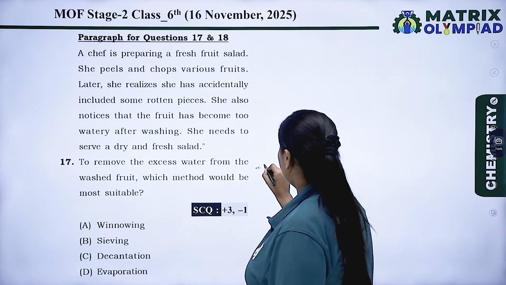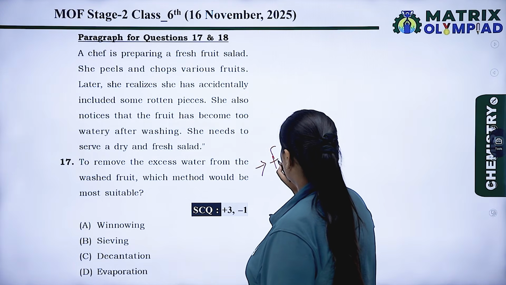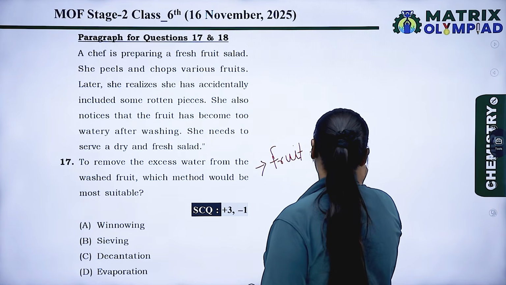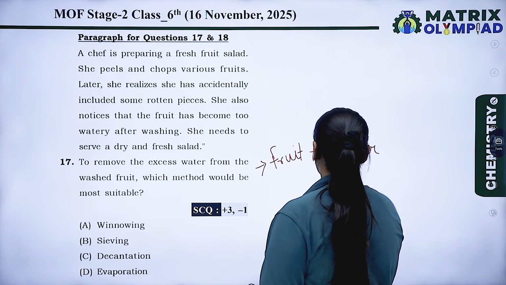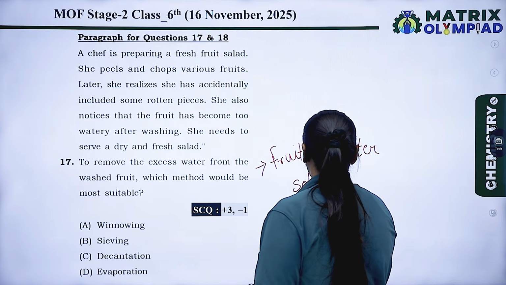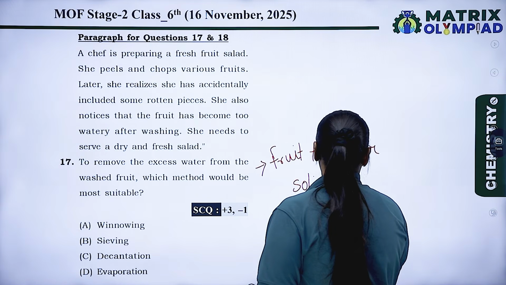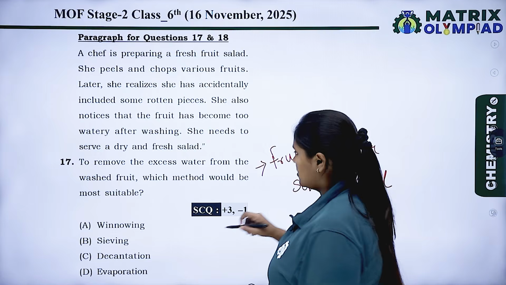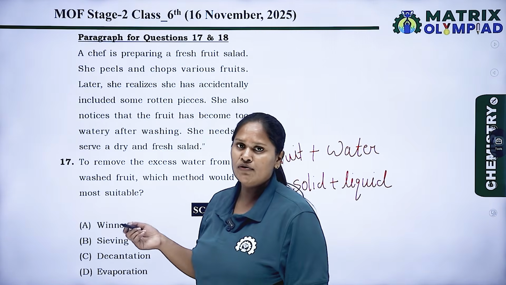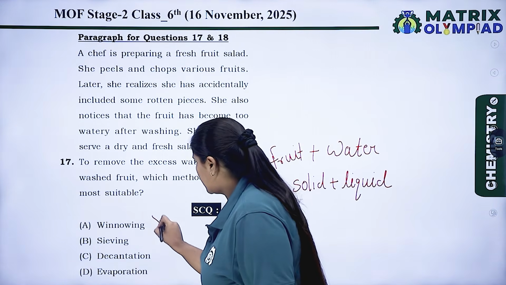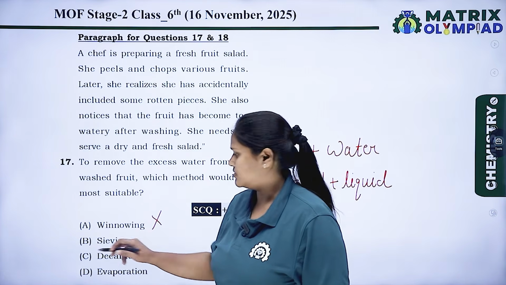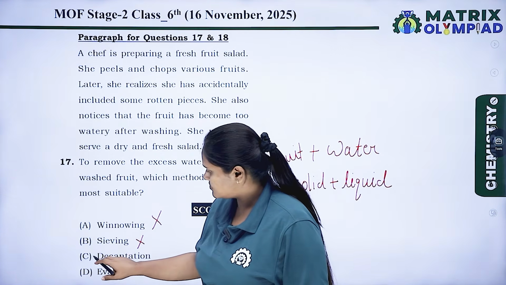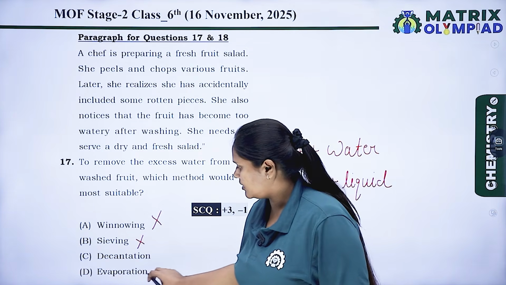So we have a mixture of fruit plus water, means solid plus liquid. First option, winnowing. No, winnowing is used in a solid-solid mixture. Sieving is also used in a solid-solid mixture. Now we have option C and D, decantation and evaporation.